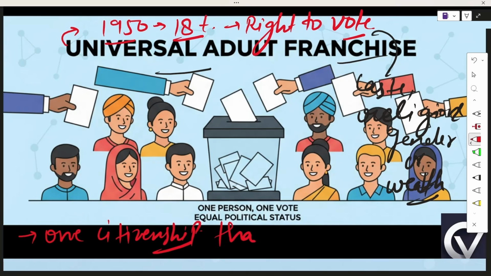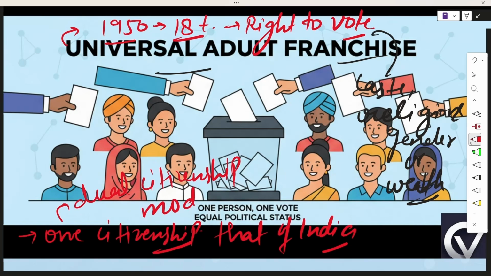and that of India only. This avoids the dual citizenship model followed by other countries such as the USA. This helps promote national unity and equal political status for all the citizens.